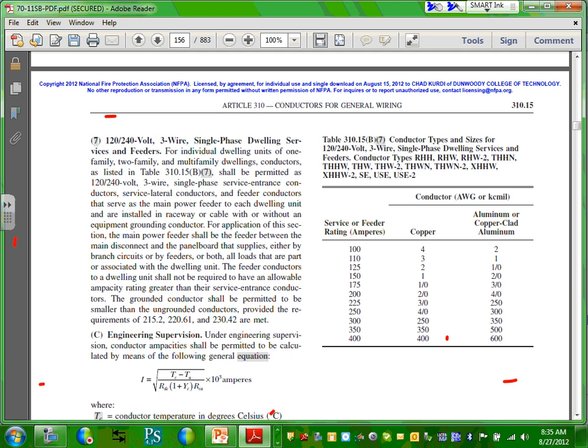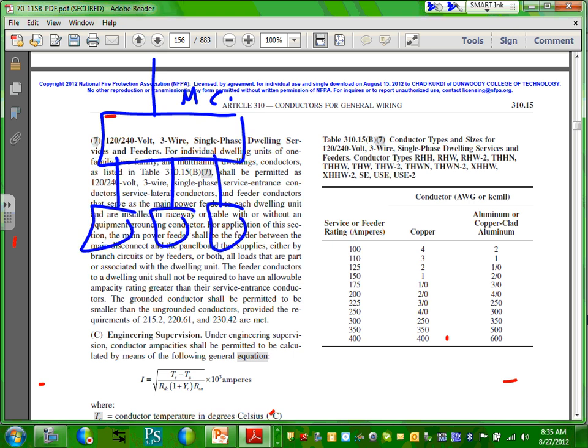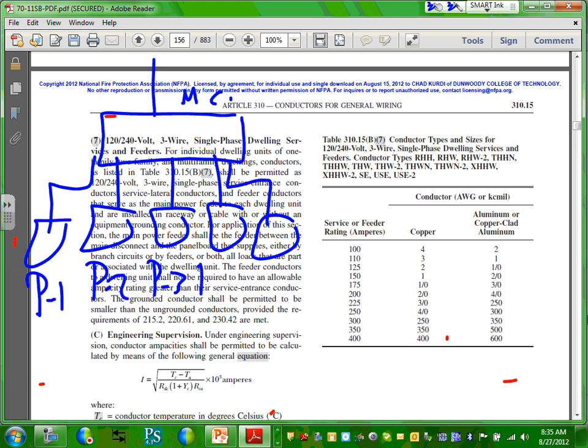So let me draw our project. Our project is going to look like this, guys. This is my service coming in, and this is my meter center. I'm going to have 1, 2, 3, 4, 5 panels: P1, P2, P3, P4, P5. The meter center is nothing but a box with a meter and a disconnect for each one of these panels, an overcurrent protection device, a circuit breaker. That's how your project is going to be.